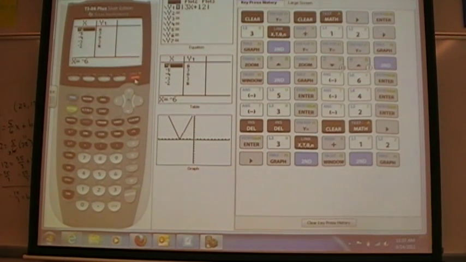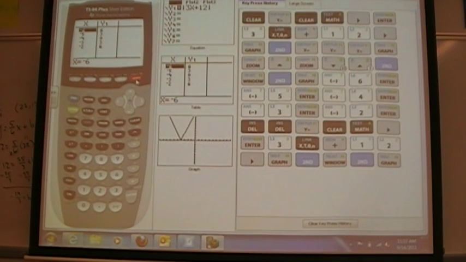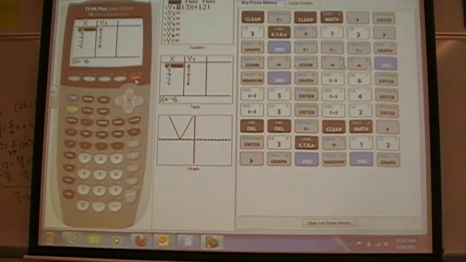Okay, any questions about the calculator, how to use that? Yeah. On the ask thing, do we do independent or dependent on ask? Independent. The independent. After I do this, how do I hit the other parentheses? I don't understand. Okay. Hold on.